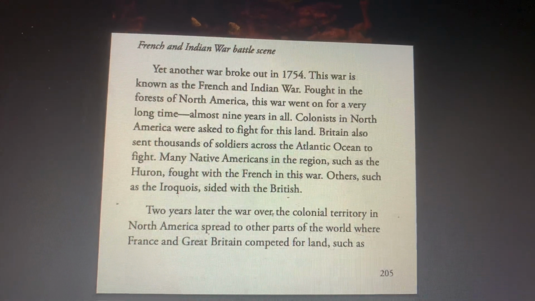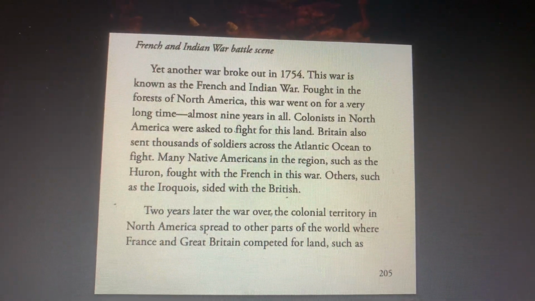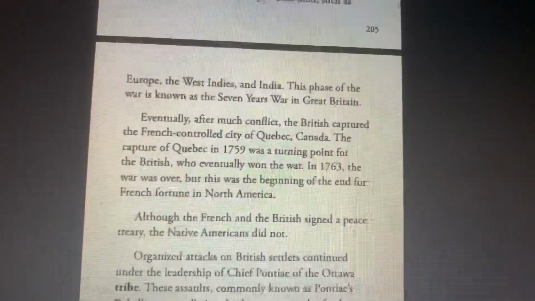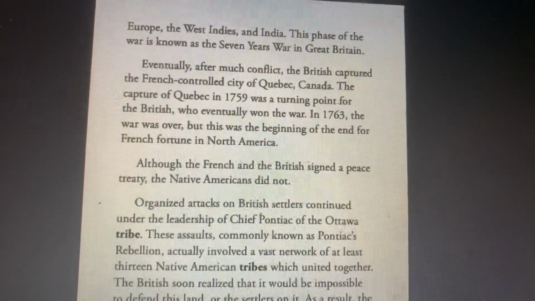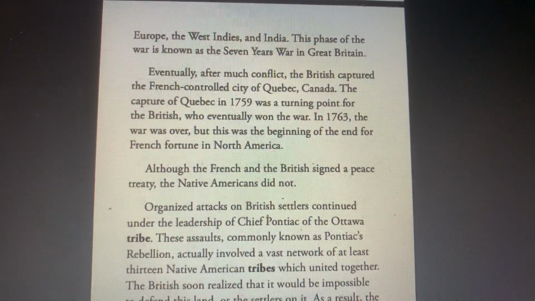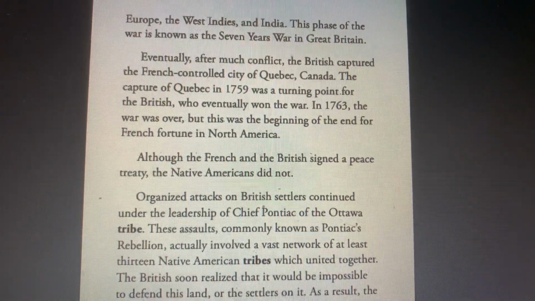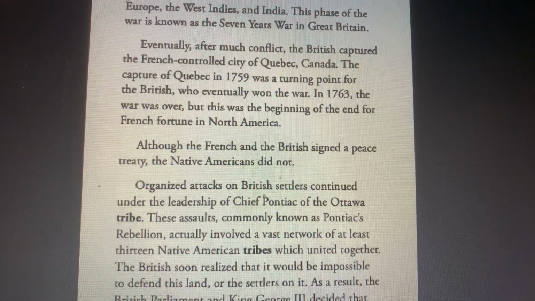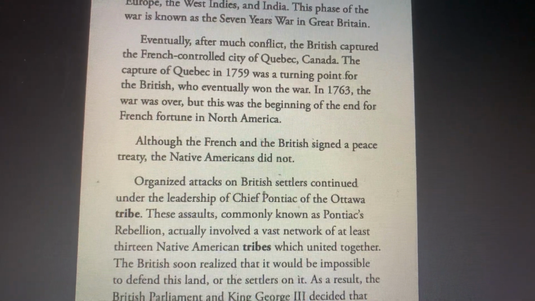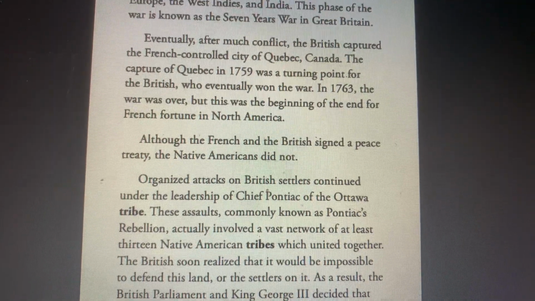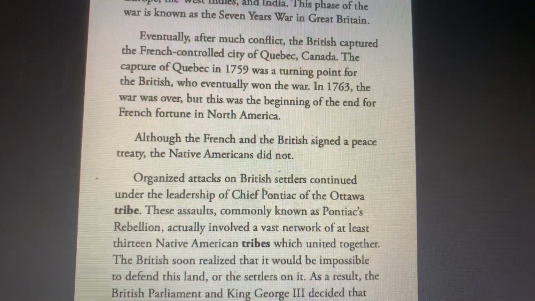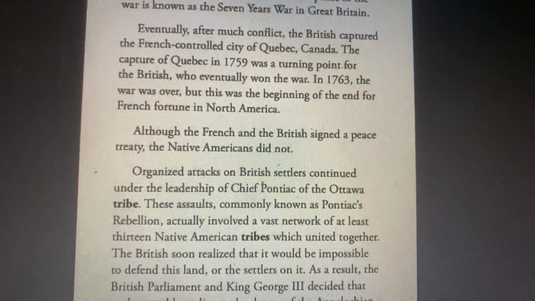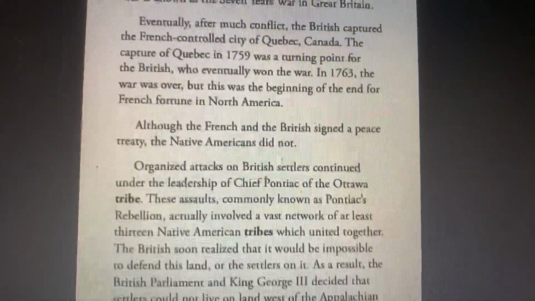The colonial territory in North America spread to other parts of the world where France and Great Britain competed for land, such as Europe, the West Indies, and India. This phase of the war is known as the 7 Years' War in Great Britain. Eventually, after much conflict, the British captured the French-controlled city of Quebec, Canada. The capture of Quebec in 1759 was a turning point for the British, who eventually won the war. In 1763, the war was over, but this was the beginning of the end for French fortune in North America.